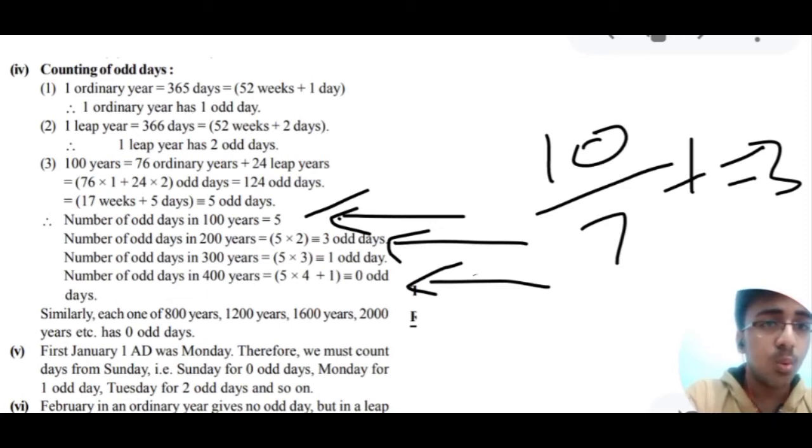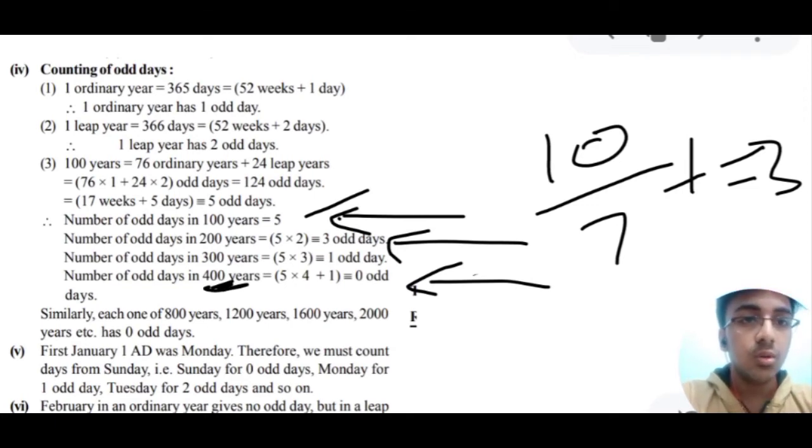But there's a plus 1. Why? Because the 400th year is also a century. As I told you, it's a leap year. 400 century years, so it's also a leap year. This will be plus 1, so it will go to 21. 21 divided by 7, it's going to be 0.